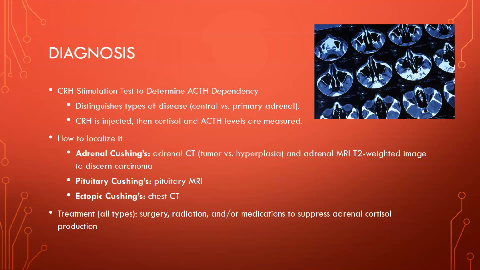For adrenal Cushing's, you need an adrenal CT to look for tumors or hyperplasia, and an adrenal MRI T2 weighted image to discern carcinoma. For pituitary Cushing's, you need a pituitary MRI, and for ectopic Cushing's, you need to do a chest CT to see where that tumor might be. The treatment for all types is going to be surgery, radiation, and or medication to suppress the adrenal cortisol production.